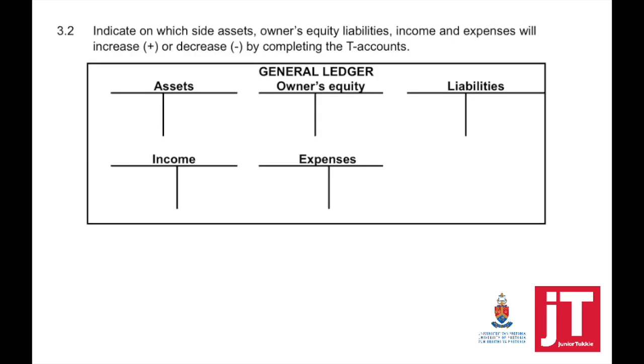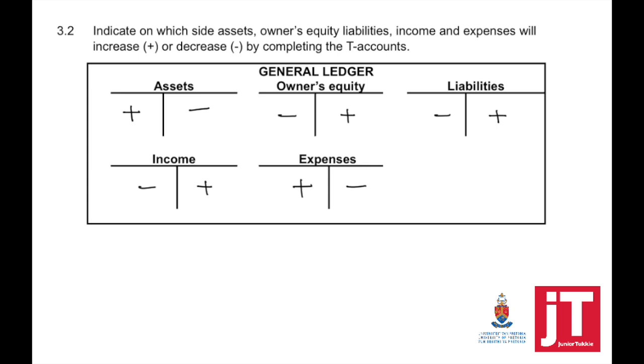Before we can proceed to identify how it will influence your assets, owner's equity, liabilities, income, and expenses, it is important to understand that assets will always increase on the debit side and decrease on the credit side. Owner's equity: minus, plus. Liabilities: minus, plus. Income: minus on the debit side, plus on the credit side. And expenses: plus, minus. This is something that you need to study.